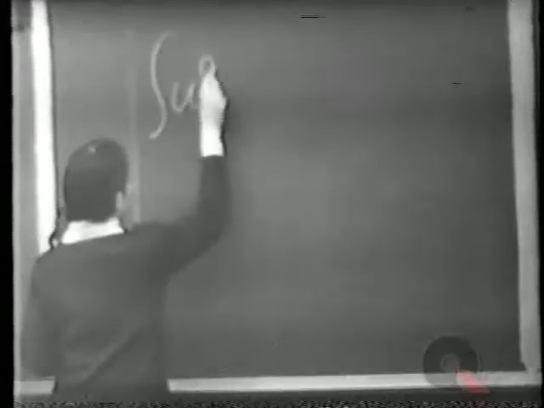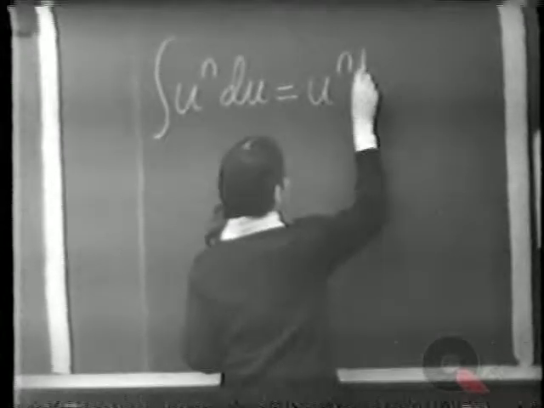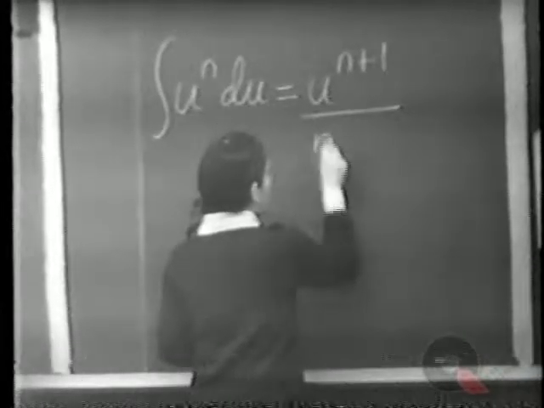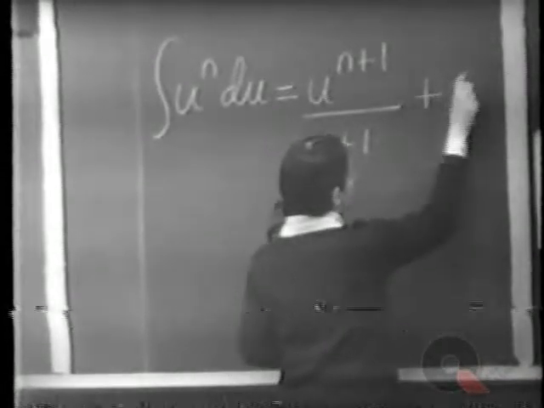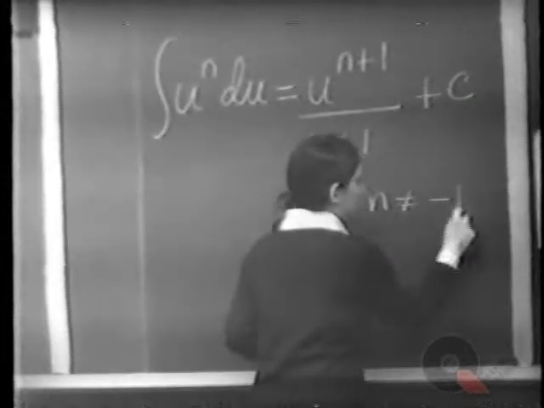It is assumed that you are already familiar with the basic integration formula. The integral of u to the n du is equal to u to the n plus 1 over n plus 1, plus c, if n is not equal to minus 1.